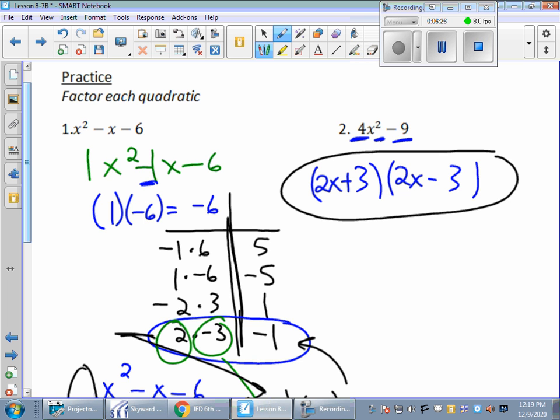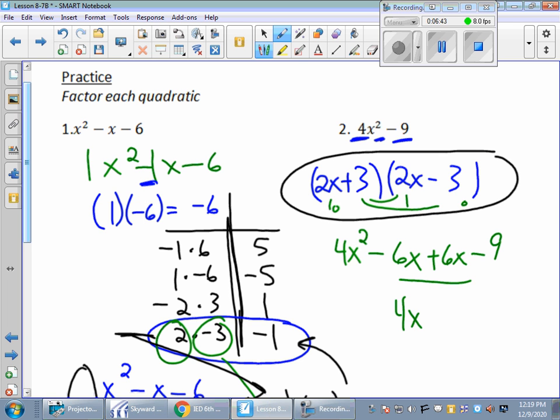If you use the FOIL method, that gives us 4x squared. That's your first. Here are your outside terms, and that is minus 6x. Your inside terms here are plus 6x. You see those will cancel. Your last terms are minus 9. You get 4x squared minus 9. So that's just a way to show you. That's one of those special situations that you have to memorize.